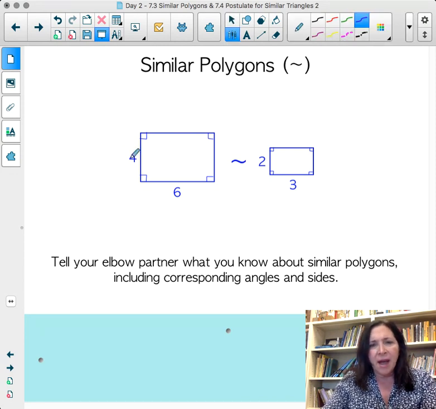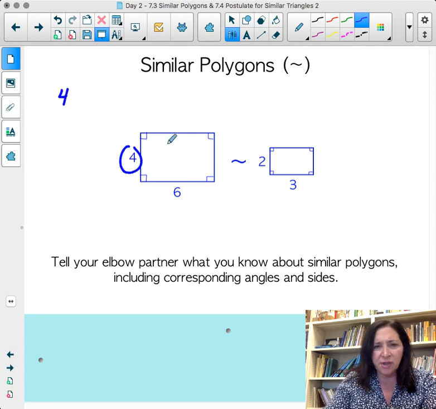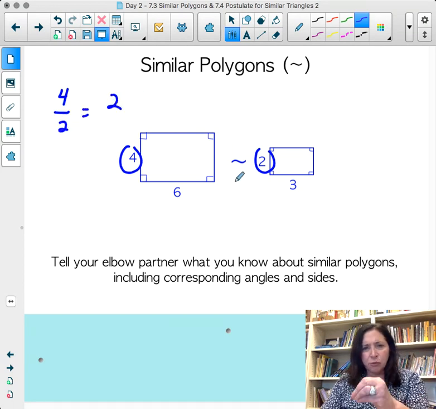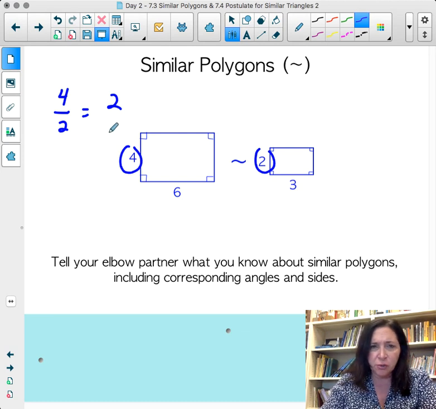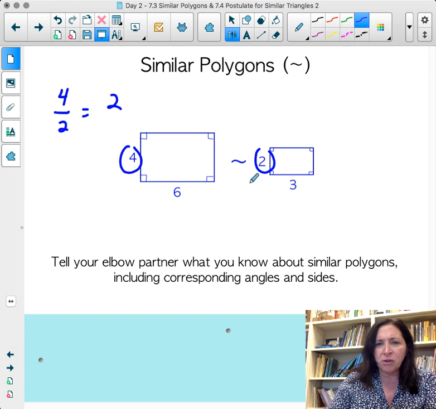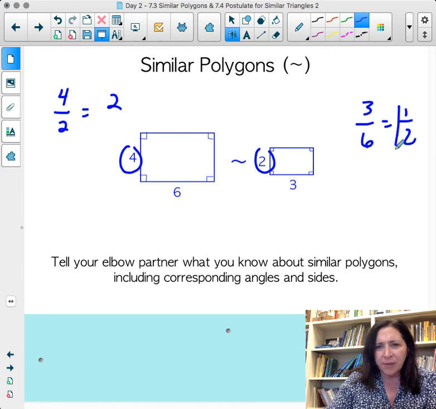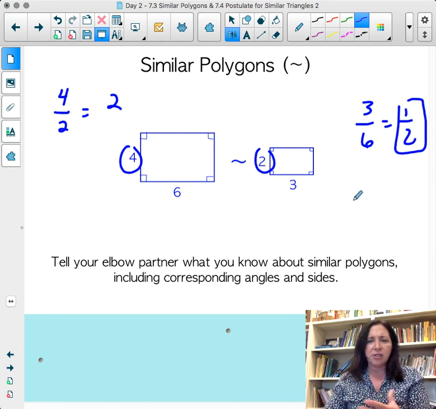So meaning I could say large to small, and I'm comparing these two sides, 4 to 2. So 4 to 2, that has a dilation, and I'm shrinking by a scale factor of 2. So we actually call that a scale factor. I can also compare small to large. So I can say 3 is to 6, and that's going to be equal to 1/2. Okay, so you have scale factors depending on whether you're going large to small or small to large, okay?